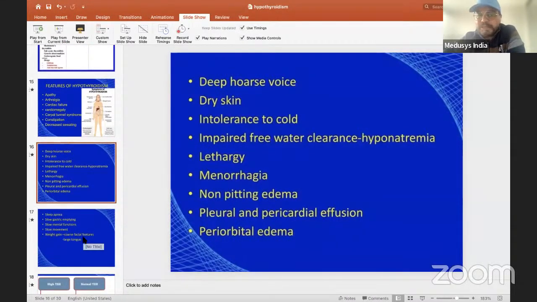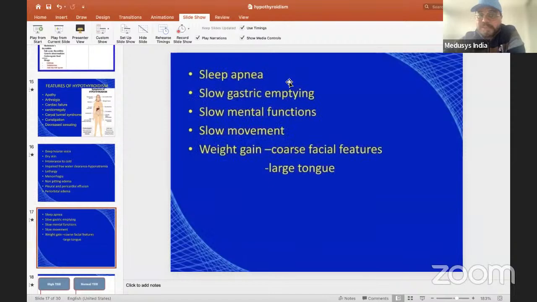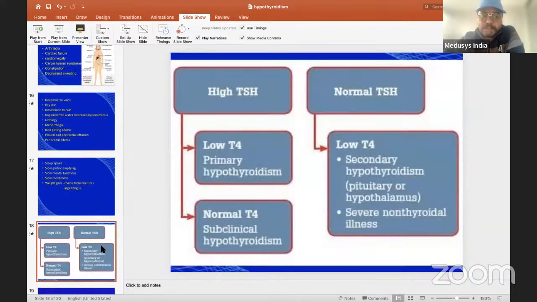When you do a pre-operative evaluation of the patient, you should keep in mind that these patients may have sleep apnea, slow gastric emptying time, slow mental functions, slow movement, and weight gain. When you ask the patient to open the mouth for airway assessment, you can see coarse facial features and a large tongue. Any large tongue disproportionate to the face size should prompt a high index of suspicion that the patient may have hypothyroidism.